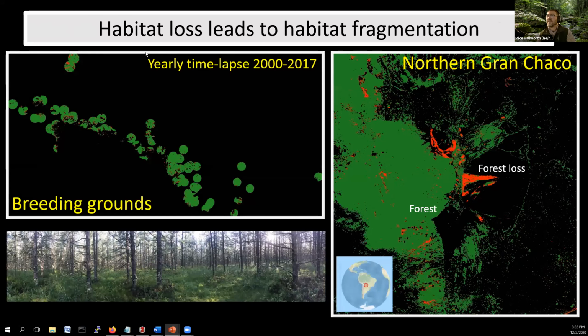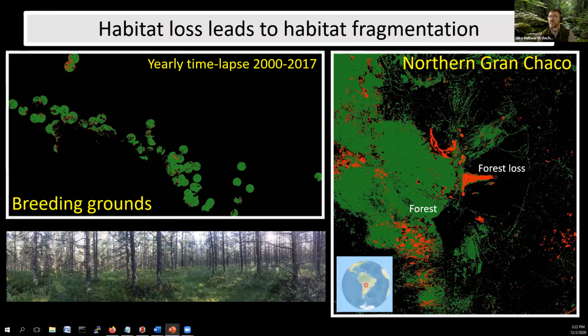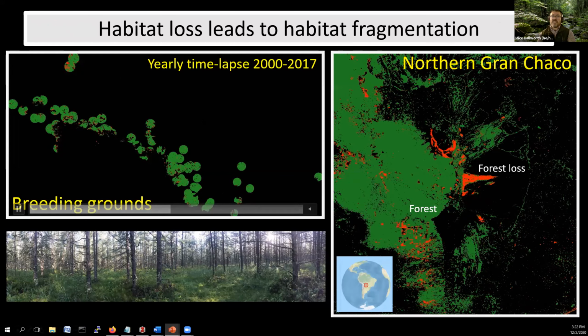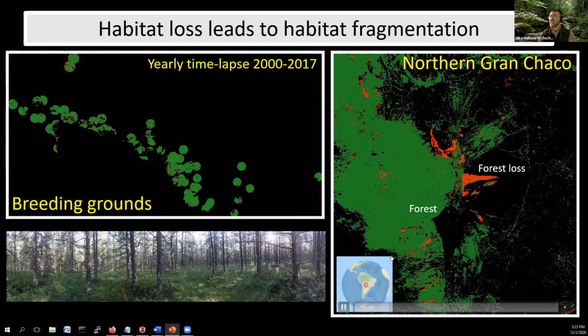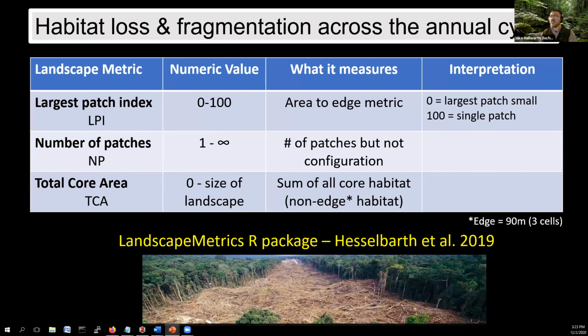And so this is a schematic, and I'm really sorry about the color scheme. This took forever to build, and I just didn't have time to rebuild it. But habitat loss kind of leads to habitat fragmentation. What you're looking at on the left is all the breeding bird survey routes, and on the right is the northern Grand Chaco region. And so it's getting fragmented at a really high rate. And so we're looking at a separate model to see how fragmentation might impact these.